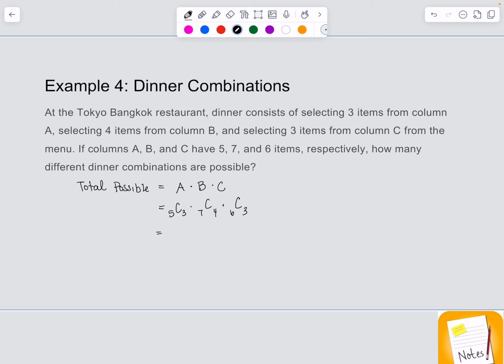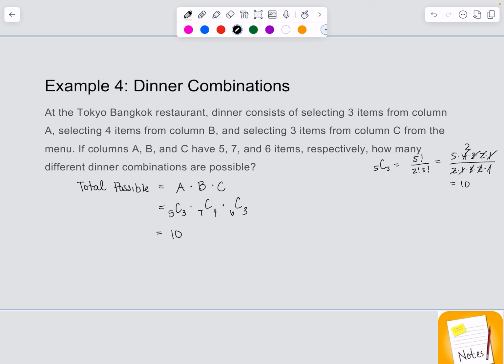So the combinations for 5 choose 3, right? 2 factorial times 3 factorial. I feel like we may have done this one already. One, two, three. Then we have 2. 5 times 2 equals 10.